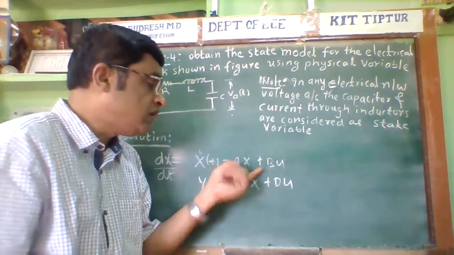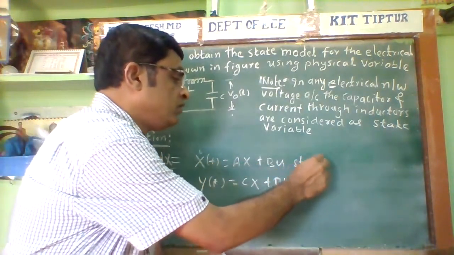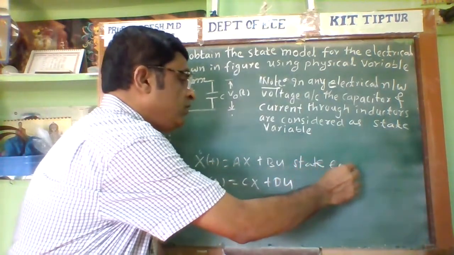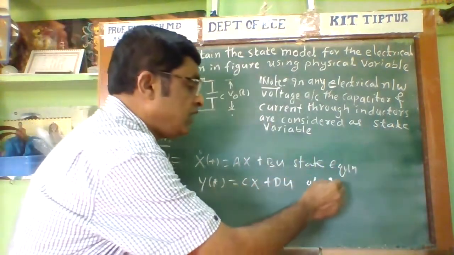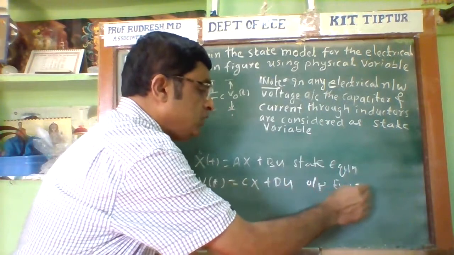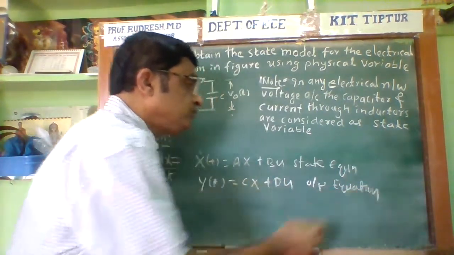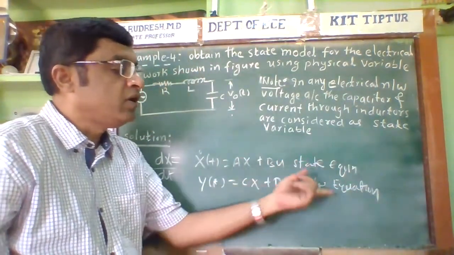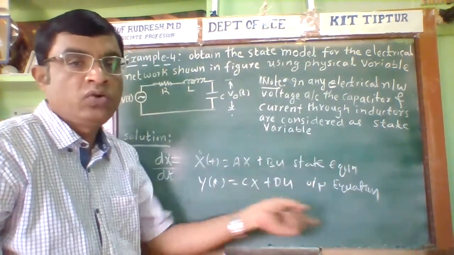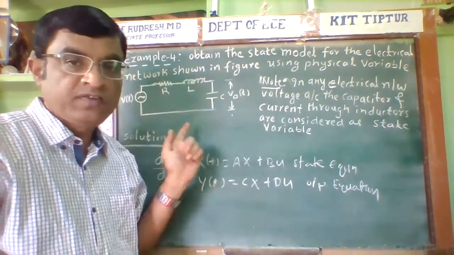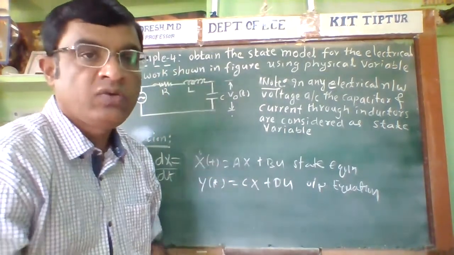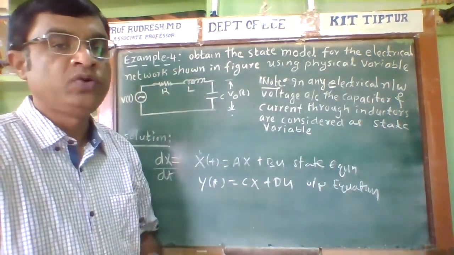Now this is the state equation, and this is the output equation. Writing the state equation and output equation together is called the state model of the system. If the electrical network is given, how do we develop the state model?